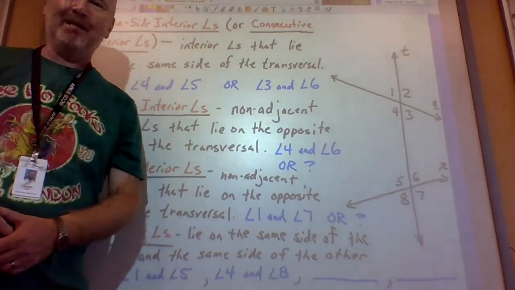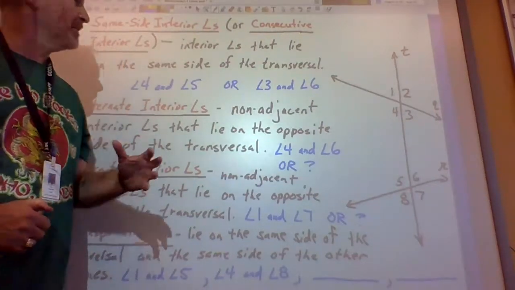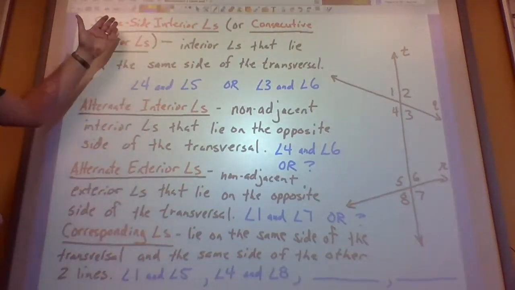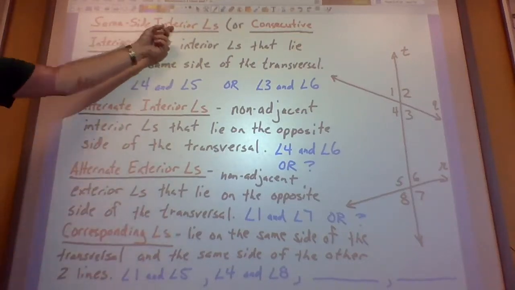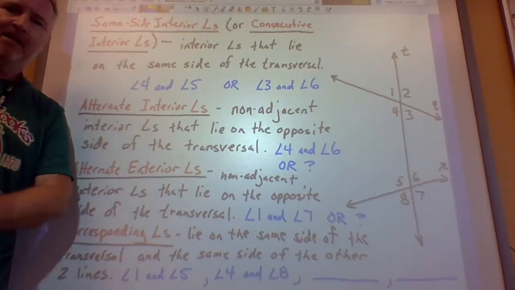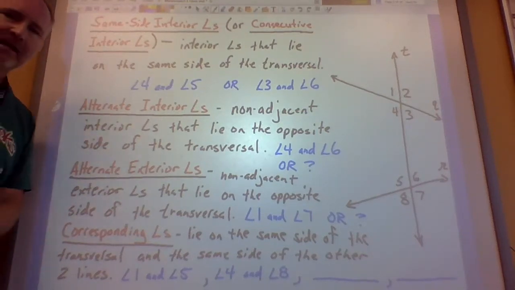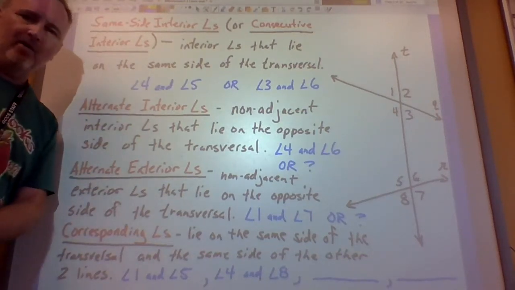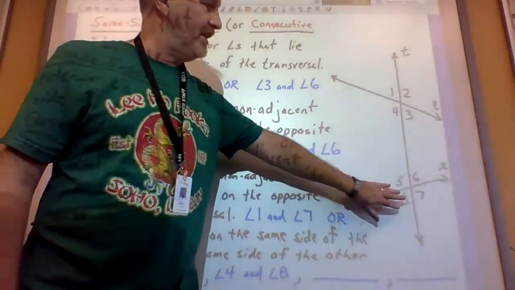I'll give you some time to copy this screen down. This is a detailed explanation of the 4 new angle relationships: same side interior, alternate exterior, and corresponding. All right. So I'm going to step aside, you hit pause, copy that down, and then we'll process that over there on that screen. You don't have to redraw this.